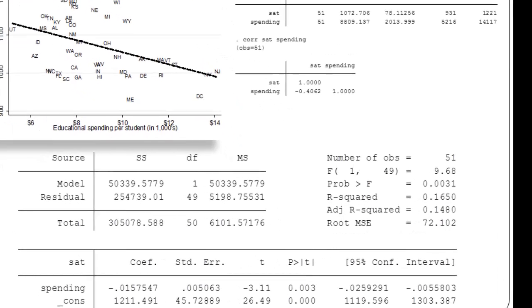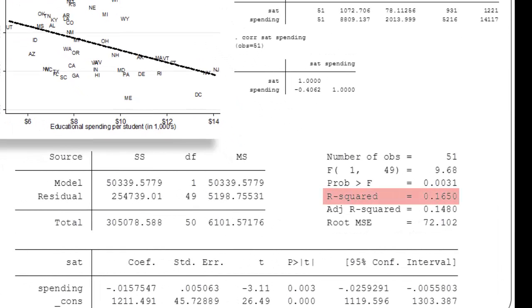Let's look at the table down below. Our R squared is 0.1650, and that tells me that over 16% of the variation in the total sum of squares is explained by educational spending, or 16% of the variability of SAT scores is associated or correlated with educational spending. That's pretty good, actually. Another way of thinking about it is I reduce my error by over 16% in predicting SAT scores if I know educational spending.